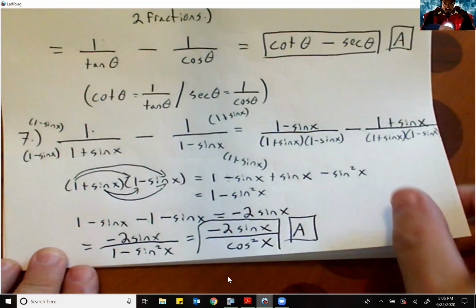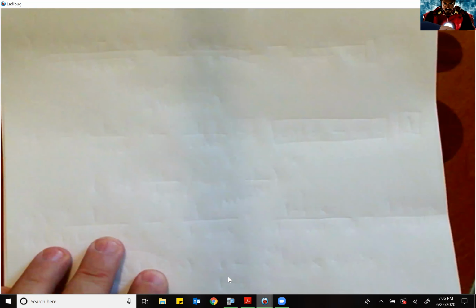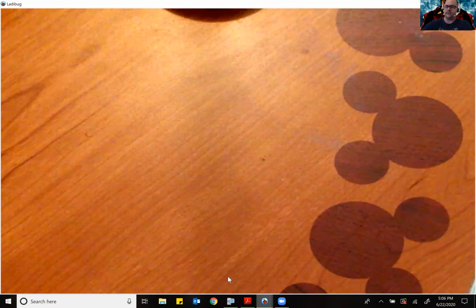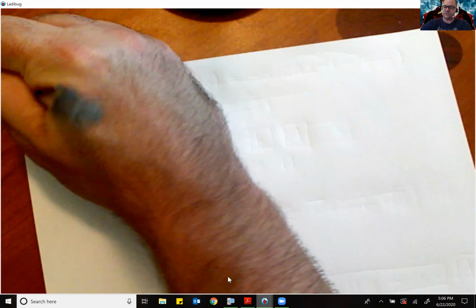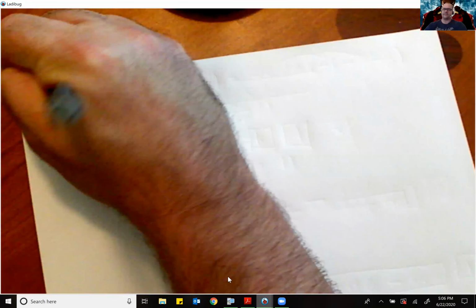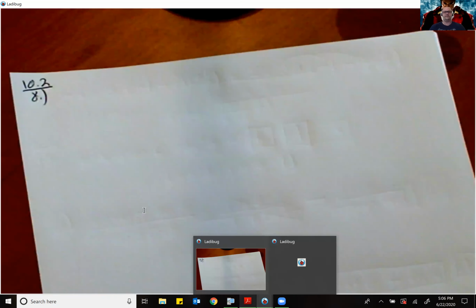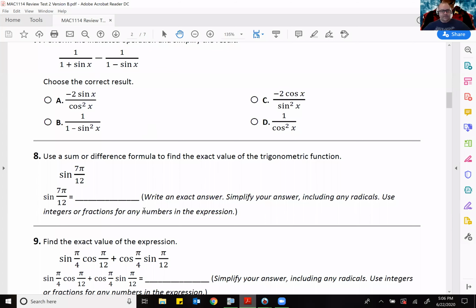All right. Moving on. You did it. We've conquered 10.1. So number 8, this is where we begin 10.2. This is where you learned about the sum and differences of trig values. So what they want you to do right here is they want to know what this answer is exactly. Okay? Your answer will probably have radicals in it. That's why they tell you this information right here.